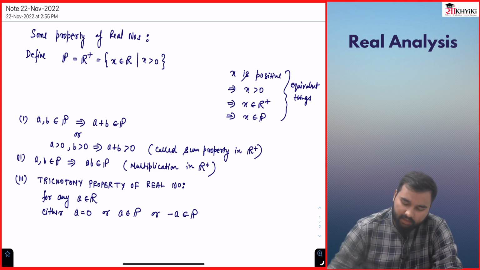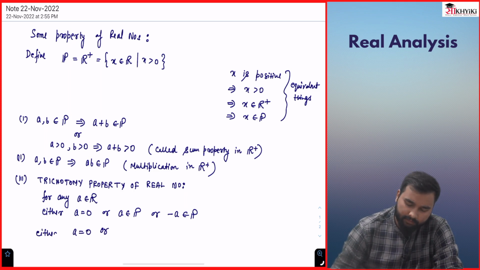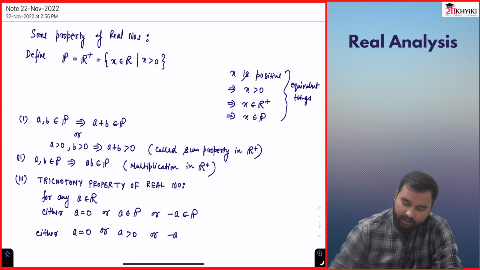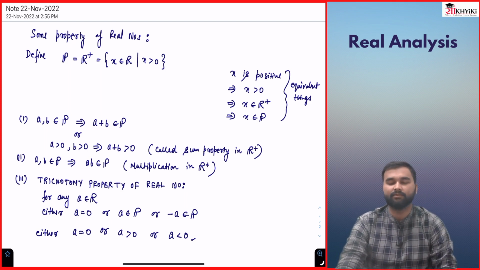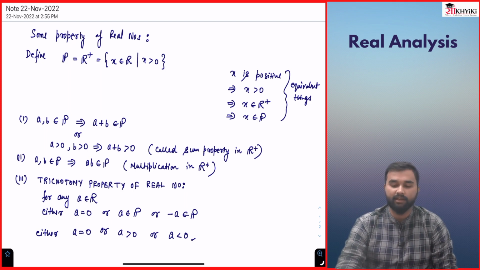Or we can say that either A is 0, or A is greater than 0, or negative of A is greater than 0 and A is less than 0. Because if negative of A belongs to the positive real numbers, it means A is negative.